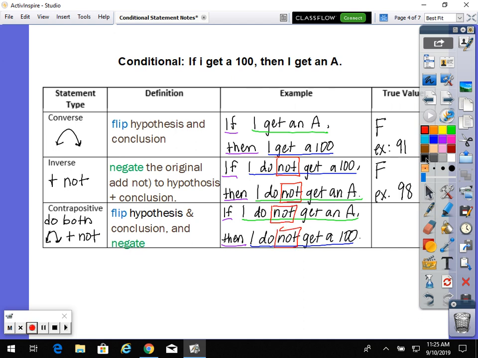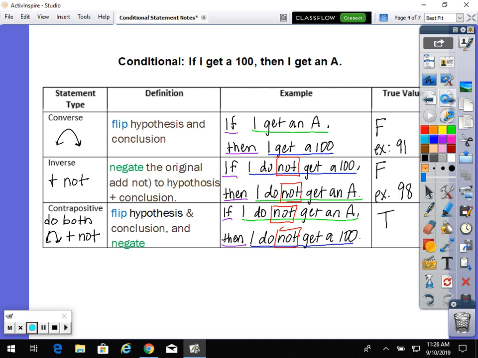so I can see. So let's analyze that statement. If I do not get an A, then I do not get 100. Well, an A is from a 90 to 100, so if you didn't get an A, you did not get 100, so that one's going to be true. There's no counterexample for that.